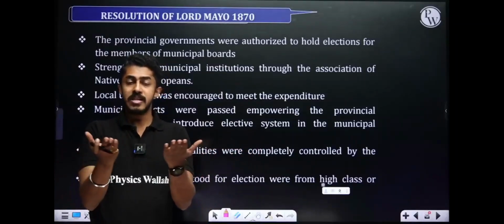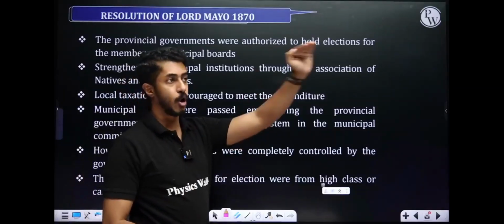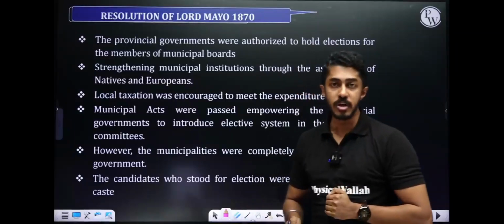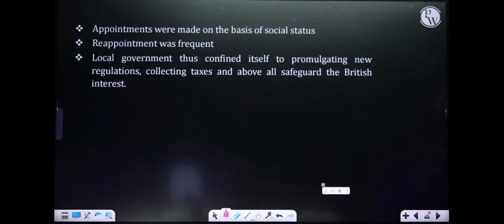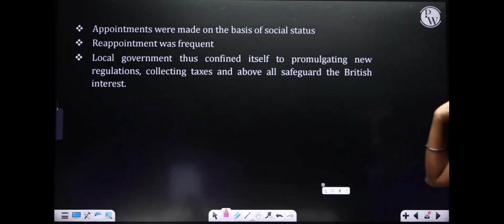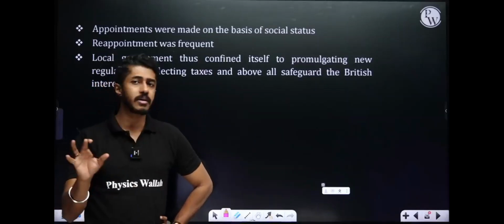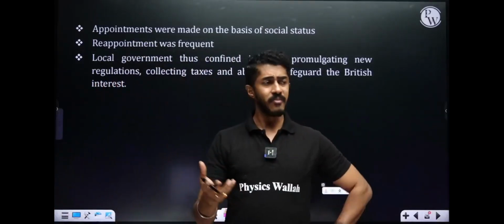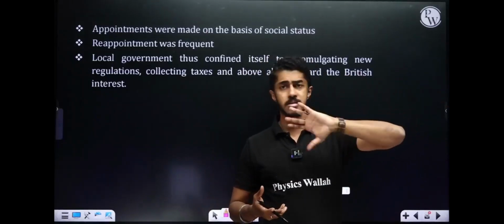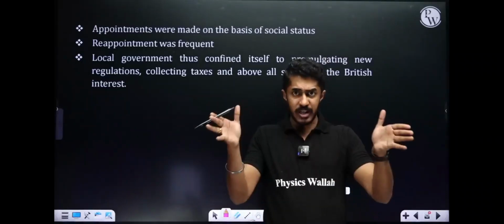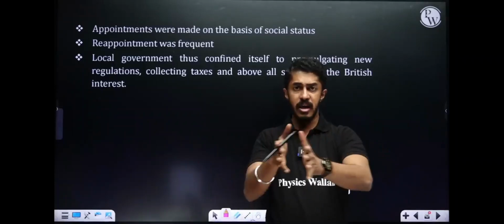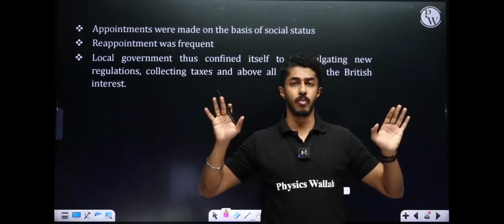They tried to bring the natives and Europeans close, but in this process again, they brought only those natives who are having a high social standing. Appointments were made on the basis of social status. Reappointment was frequent. Local government thus confined itself to promulgating new regulations, collecting taxes, and above all, safeguarding British interest. Be it sanitation, be it hygiene, all of this was done again why? To protect the British interest only. Because again, they are not used to this climate. We are used to living in absolutely filthy conditions, not the British. So to protect them, their business, their administration, their staff should not go sick, they ensured whatever was needed.